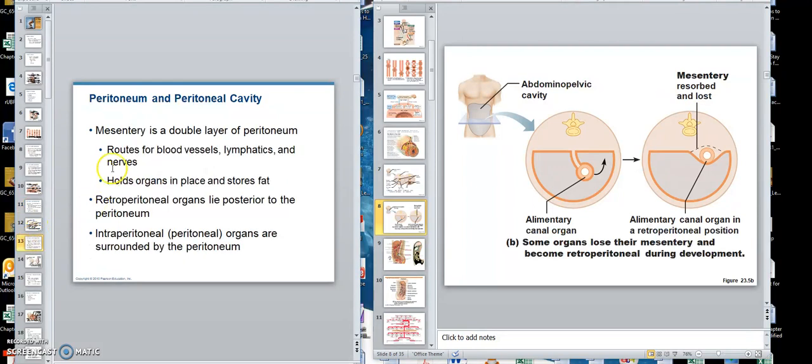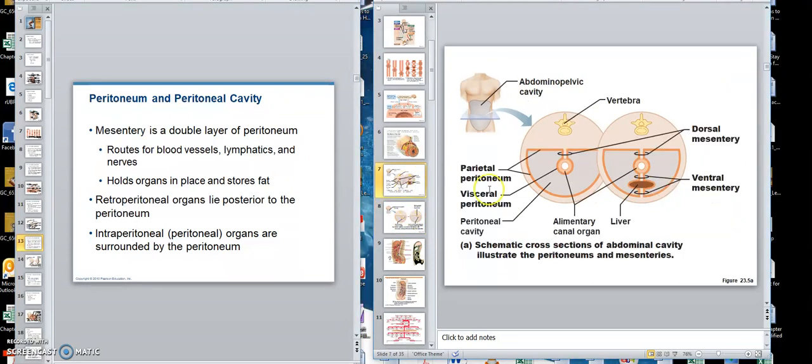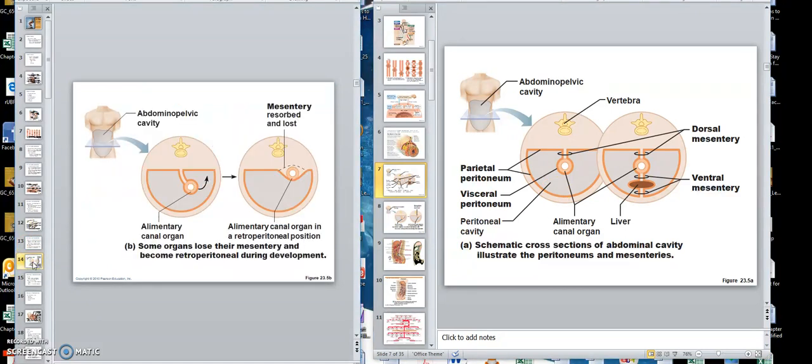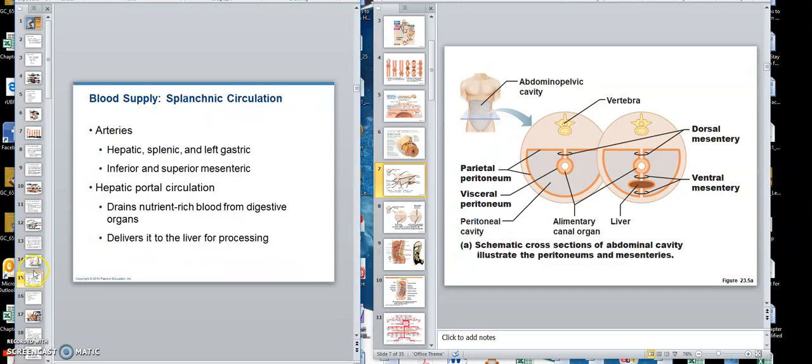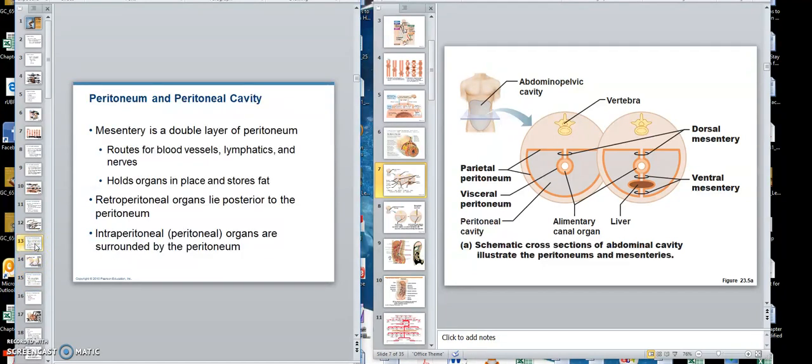Okay, let's go further. The mesentery is a double layer of peritoneum, routes blood vessels and lymphatics in there, holds organs in place and stores fat. Retroperitoneal organs lie posterior to the peritoneum. Intraperitoneal organs are surrounded by the peritoneum, which would be the visceral peritoneum. All right, so that's what you're looking at there. Part of the small intestine gets to be retroperitoneal.